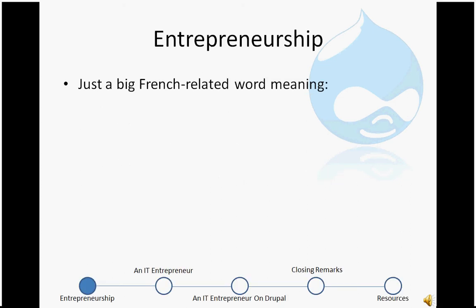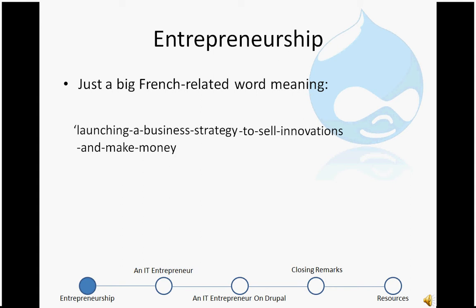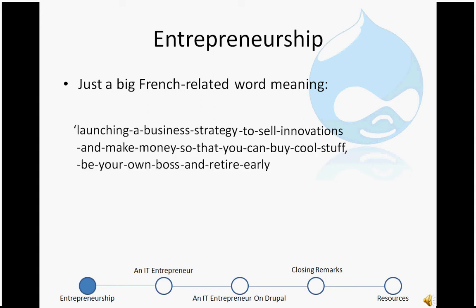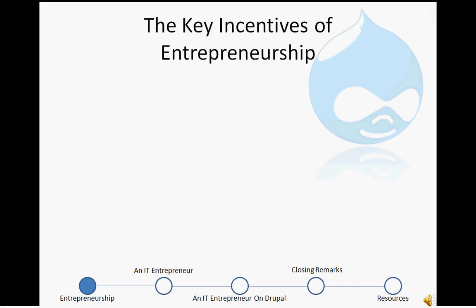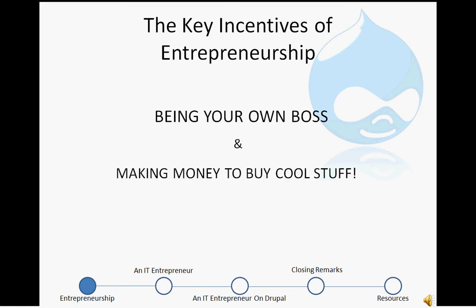Entrepreneurship is essentially a fancy French-related word meaning launching a business strategy to sell innovations and make money so that you can buy cool stuff, be your own boss, and retire early. Ism. So what are the key incentives of entrepreneurship? Why become an entrepreneur? Well, isn't it obvious? You can be your own boss and make money to buy cool stuff.